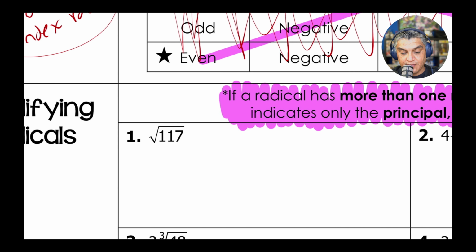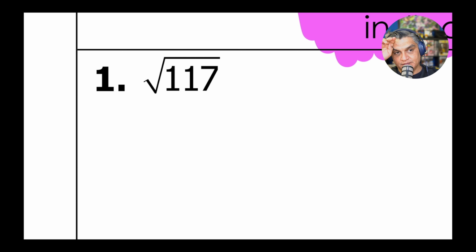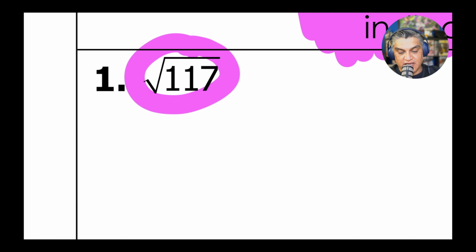So for instance, if I ask for the square root of 117, I'm taking the square root of a positive number, so I only want the positive answer. So what times itself gives you 117? Is that a perfect square? Am I able to change 117 into something that's squared? If that was 100, I could say 10 squared, but 117, no, I'm not able to do that. Mister, what do I do? Do I just punch this into a calculator and get a decimal? You can do that, and for most real life problems, you want to do that.